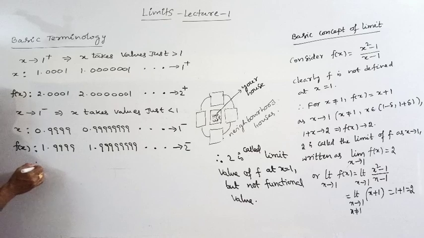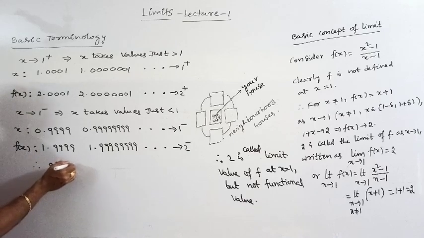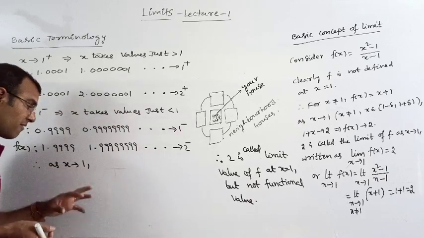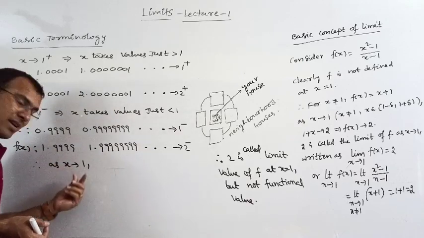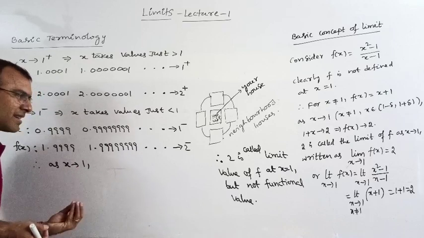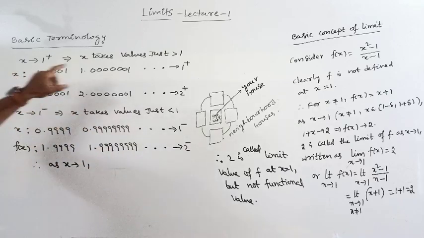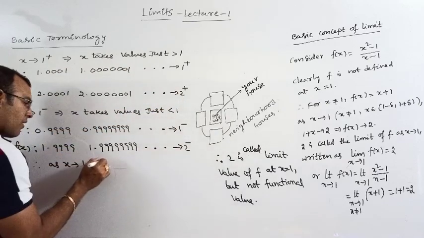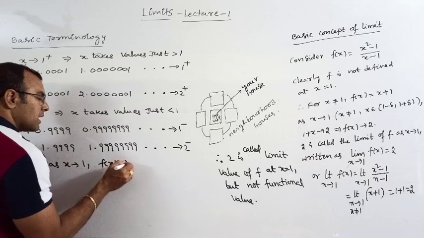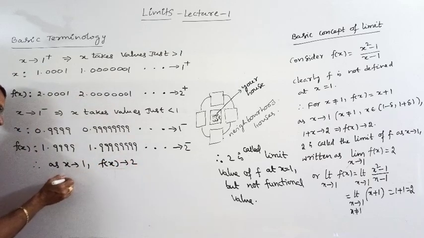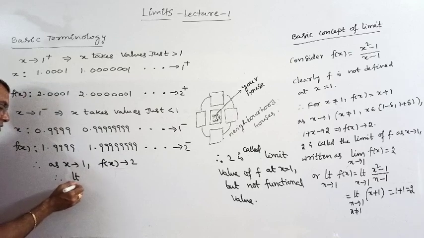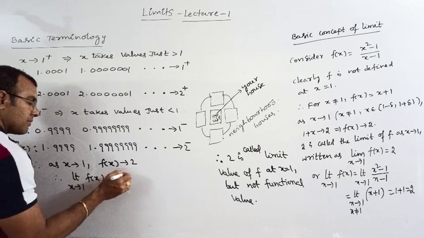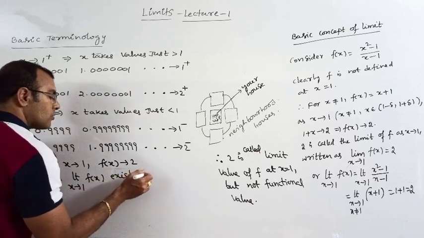Therefore, when do you say that x approaches 1? When x approaches 1 from the left as well as from the right. So f of x also approaches from right and left. F of x approaches 2. Therefore, we say that the limit x tends to 1 of f of x exists and is equal to 2.